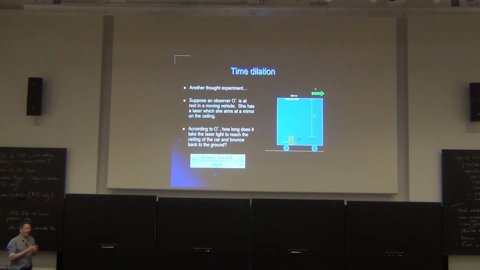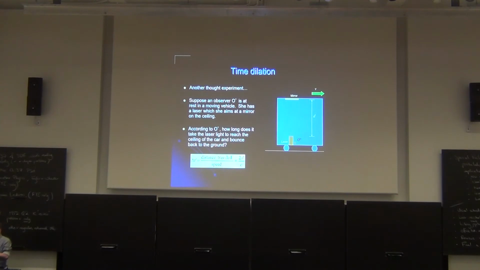Here is the thought experiment that Einstein did that allowed him to determine what this gamma factor would be. I'm going to move a little bit quickly here because I want to get through a couple of things before we wrap up at 11:25. But the thought experiment Einstein did is the following.